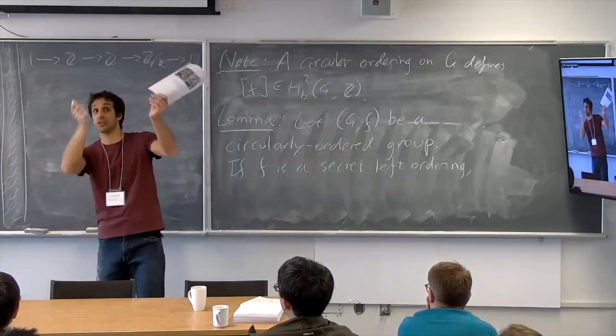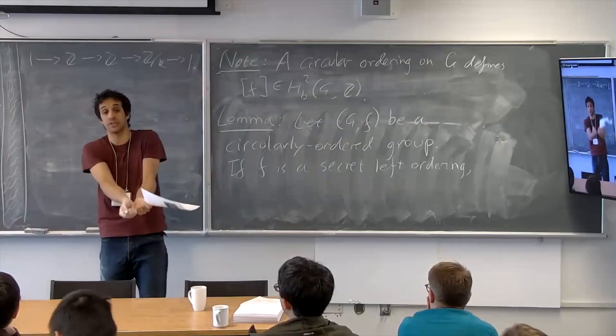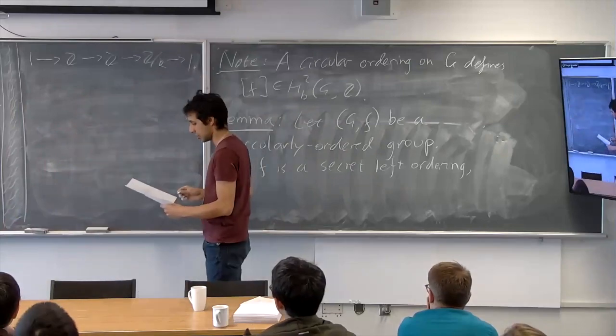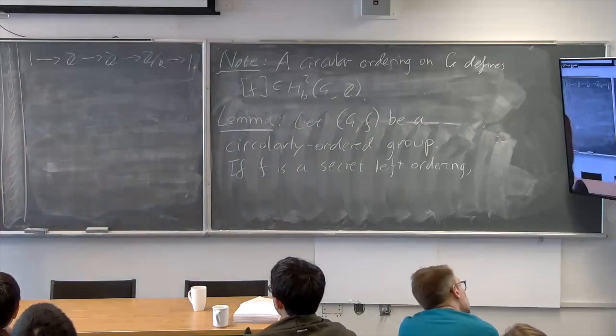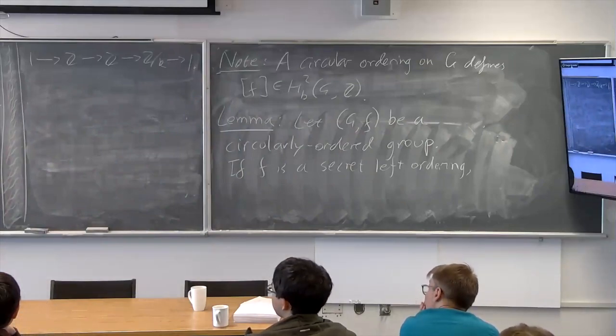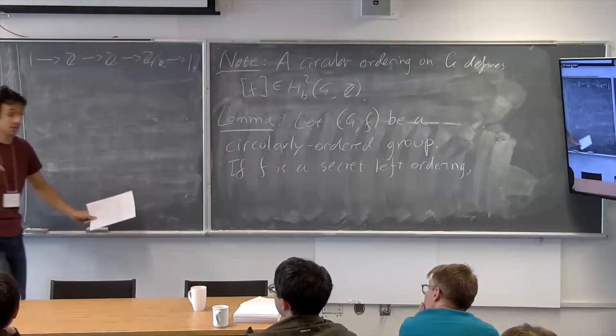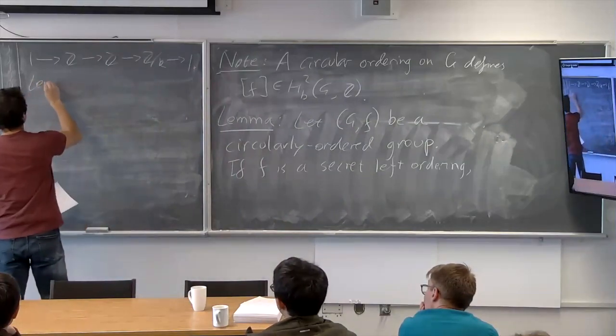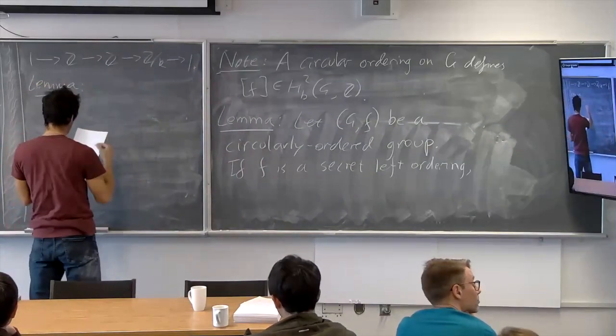Two circular orderings with the same bounded cohomology class will give you the same rotation numbers on every element. I think there's a natural question when I write down a lemma like that: what about the converse? You would like this to be a complete characterization. At least I would, and it turns out to be true. So, lemma.